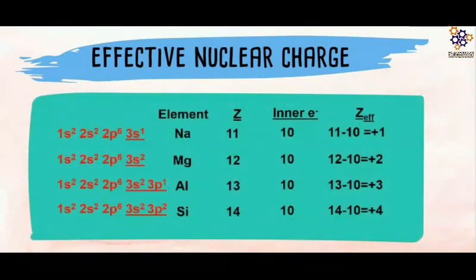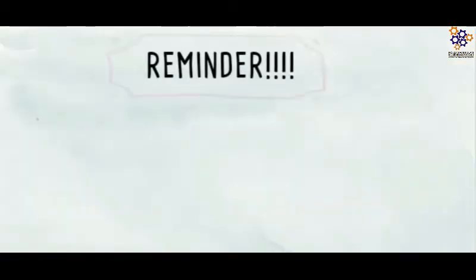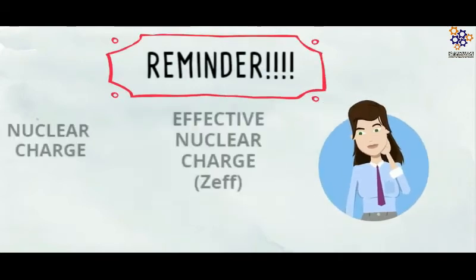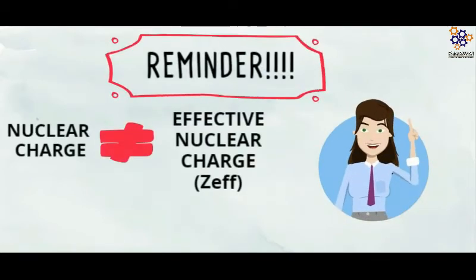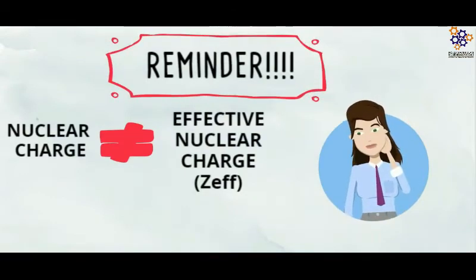Let's look at the table provided. The table shows some elements from period 3. We can see that as the proton number increases, the effective nuclear charge also increases. Keep in mind, nuclear charge is not equal to effective nuclear charge.